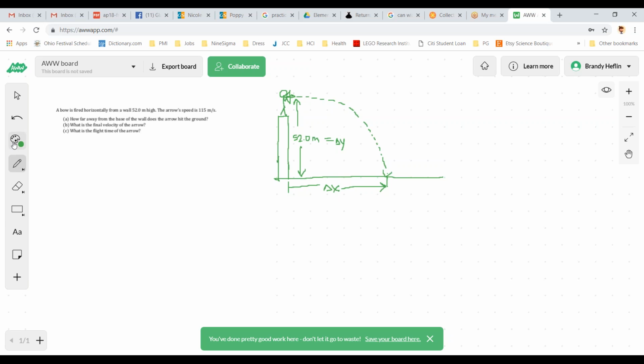So one thing we might want to include in our picture is the place that we're going to call the origin, the 0 position for the x direction and the 0 position for the y direction, with a little set of axes like that to indicate which way is positive for x and which way is positive for y. We'll put plus y like that and plus x like that.